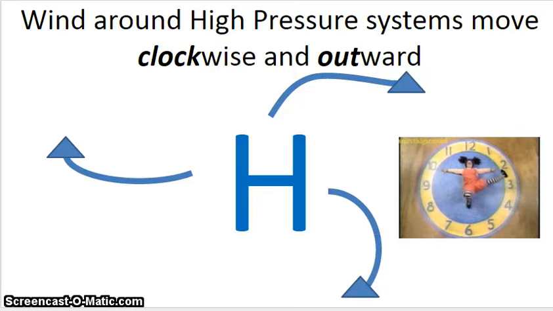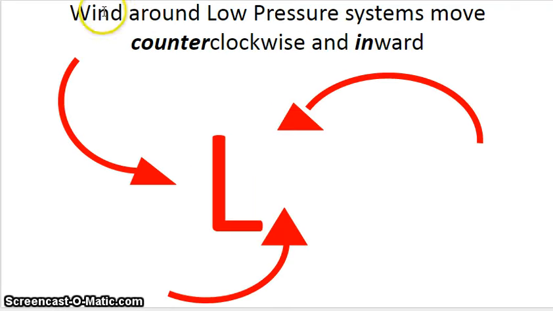clockwise motion. And then wind around a low pressure system moves counterclockwise, so the opposite direction that a clock's hands move, and they move inward, right? That makes sense because things flow from high to low. So the wind wants to flow into the low pressure.